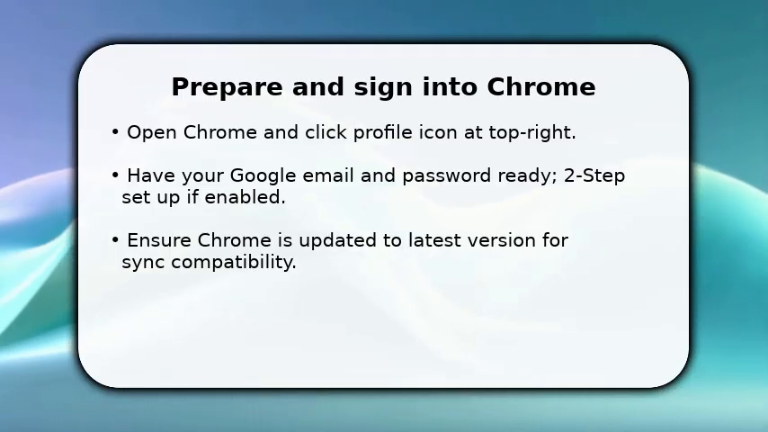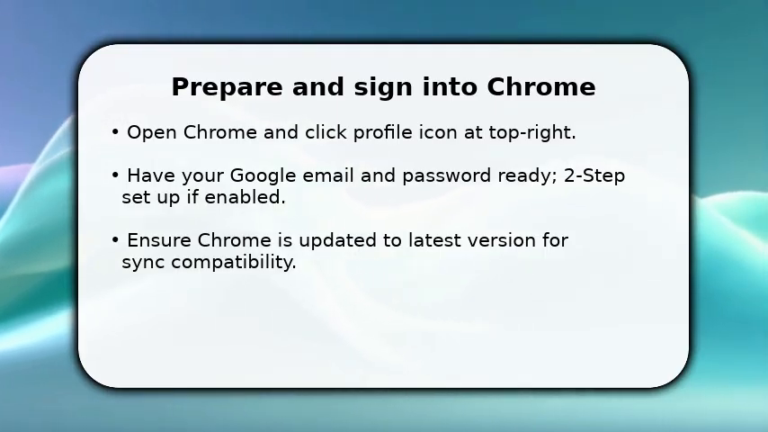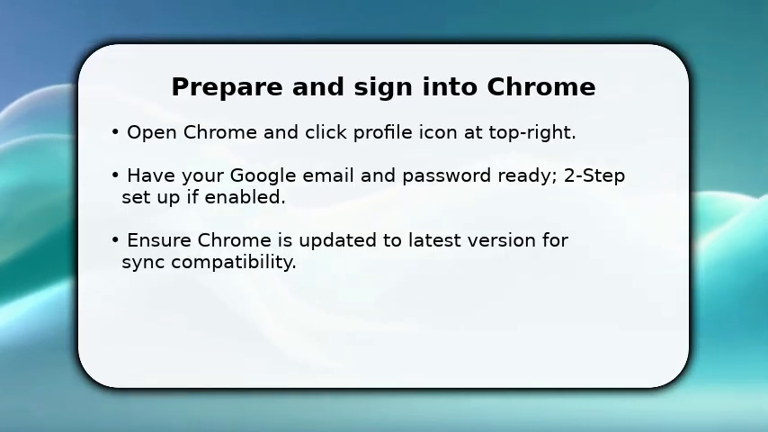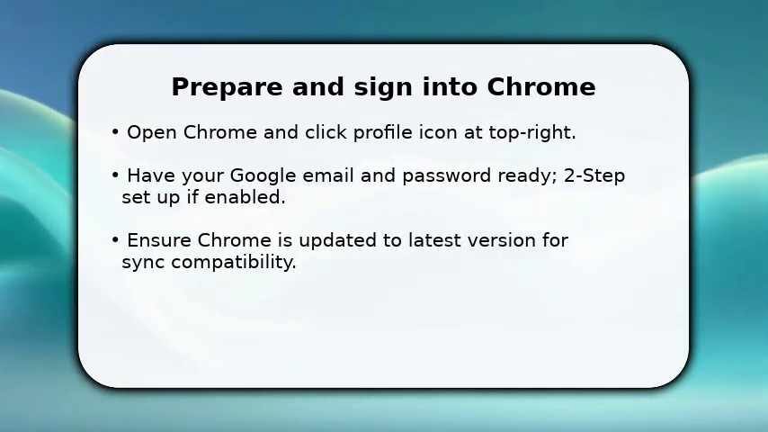You'll start by opening Chrome and clicking the profile icon at the top right. This immediately surfaces account options. Sign in with your Google email and password and complete any two-step verification prompts if required. Make sure Chrome is up to date so sync features behave predictably.